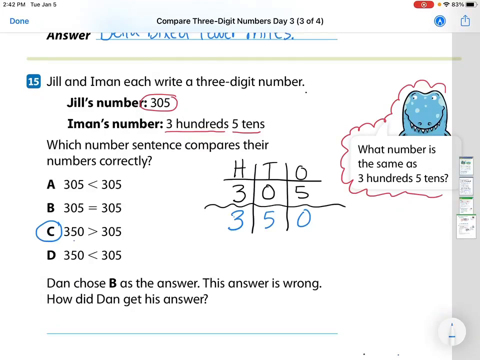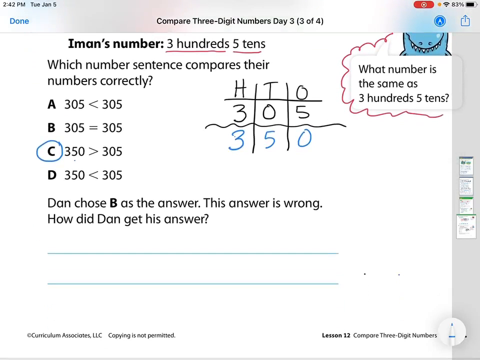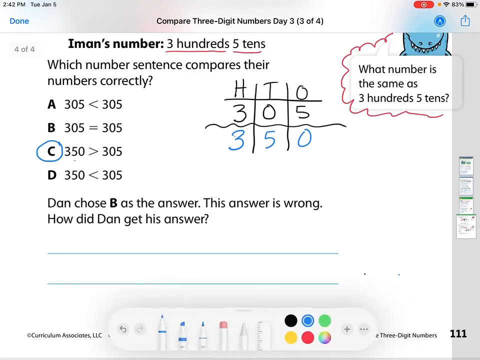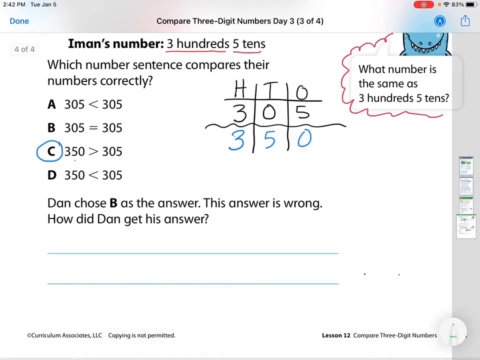Okay, I hope you have finished your problem and found that C is the correct equation for comparing these two numbers. And Iman's number filled in the chart with 3 hundreds and 5 tens, and of course that means we have 0 ones. So C is the correct choice. And then the very last part of this page says that Dan chose B as the answer. This answer is wrong. How did Dan get his answer? Let's take a look at what he chose.